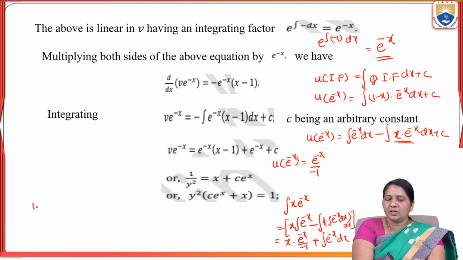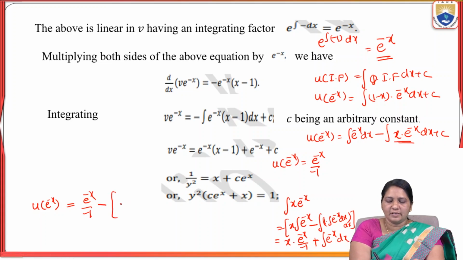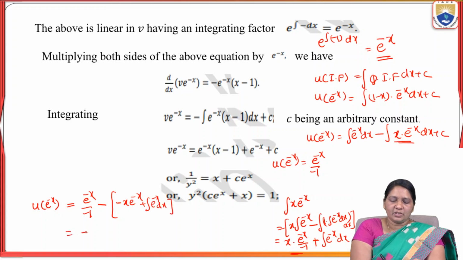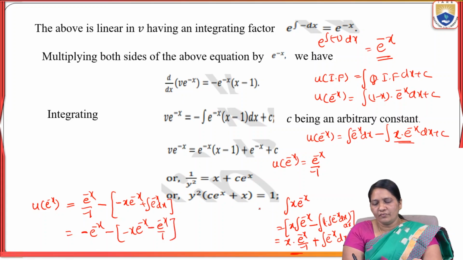So finally what I am getting here: u into e power minus x equal to integral e power x value is e power minus x by minus 1, minus integral x into e power x value, I am writing here, minus x into e power minus x this value plus integral e power minus x dx. So finally what I am getting here: minus e power minus x minus x into e power minus x, minus e power minus x by 1. So this is the final solution.